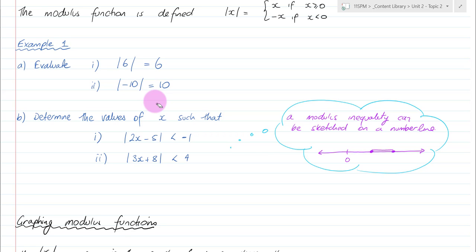Let's start by playing a bit of a game with A or B, or 1 or 2. Tell me if you can think of an x value that makes that inequality true in either case. For the first one or the second one? First one. 2 times negative 3 is negative 6, minus 5 is negative 11. The modulus of negative 11 is 11. Is 11 less than negative 1? No. Any other takers?